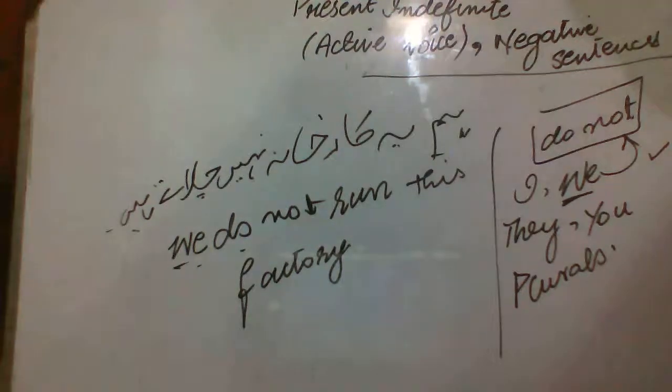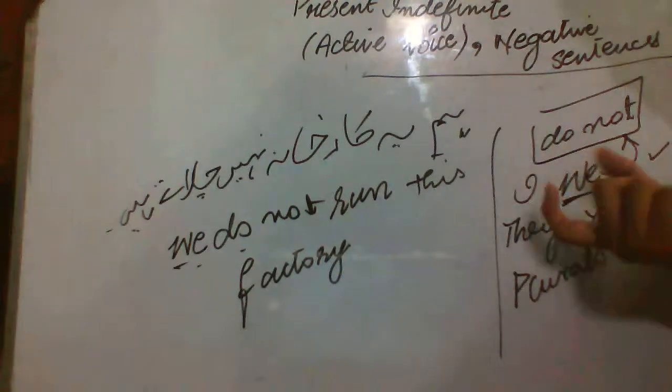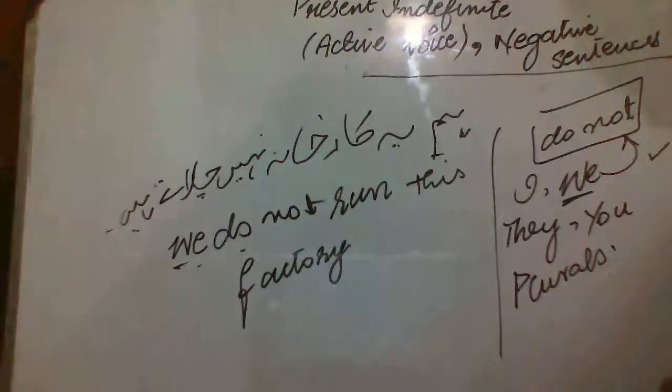Okay? I hope it's clear that because we had we in the list with do not, so we're going to replace nahi with do not over here. Okay? Let's move to another example to understand the use of do not with all these words.